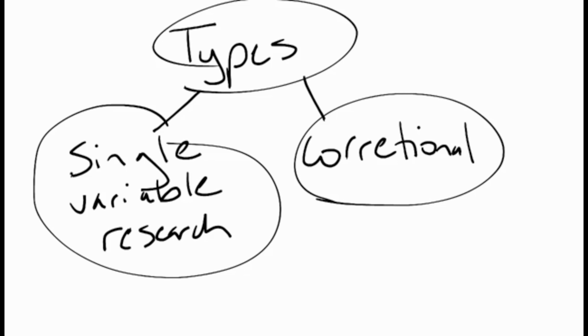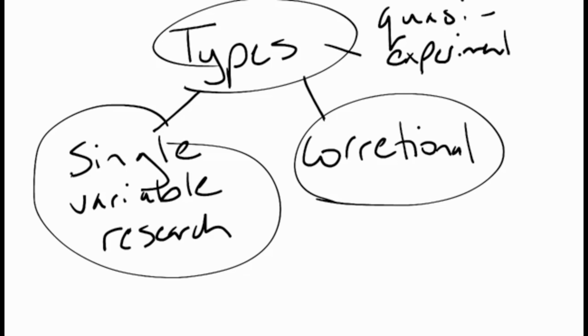The third type of non-experimental research is called quasi-experimental research. Quasi-experimental research is very similar to experimental research in that there is some sort of manipulation of an independent variable, and we're looking to see if there's an effect on a dependent variable. However, it may be impossible for you to randomly assign participants to groups as part of that independent variable.